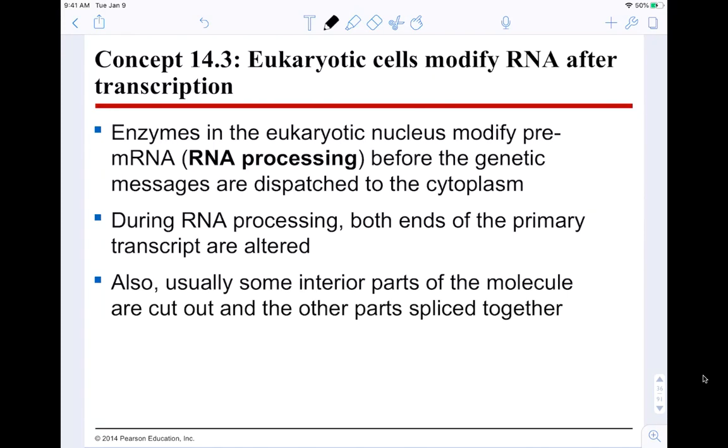Before the genetic messages are dispatched to the cytoplasm, they have to be processed. During RNA processing, both ends of the primary transcript are altered. This is for protection, but also for labeling purposes to help the ribosome attach. Usually some interior parts of the molecule are also cut out, and other parts are then spliced back together. If you remove something, you can't just have two pieces running around. You have to put them back together. So this is splicing that we're going to be talking about too.